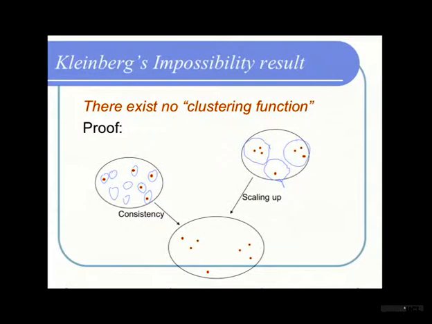By scale invariance, the partition of this set should be the same as the partition here. But if I compare this set to this set, since every distance here is bigger than the distances here, by consistency, what I did is I just took points in different clusters and drew them further apart. So the partition here should be the same as the partition here. So the partition of this set should be the same as this, and should be the same as this. Therefore, there is a contradiction. So we just proved that those three axioms are not consistent.